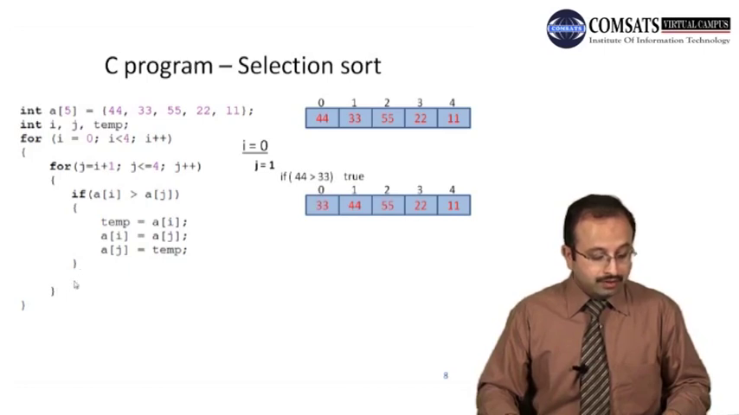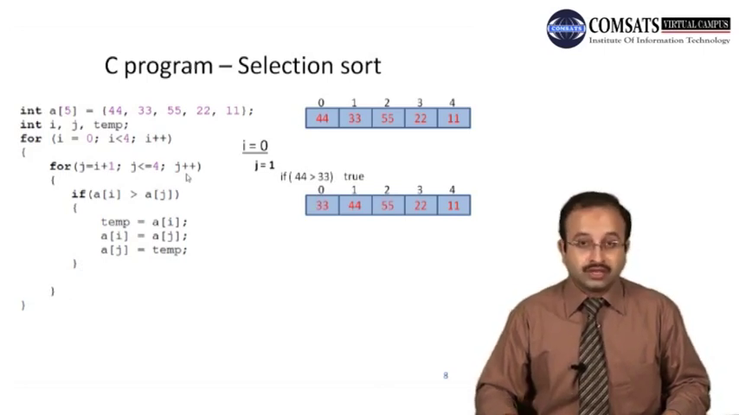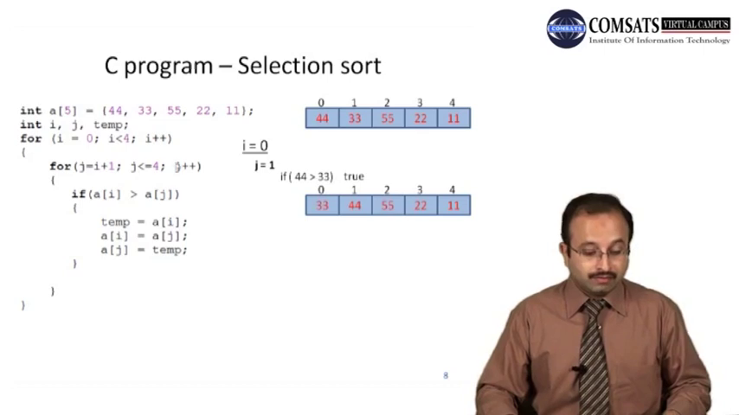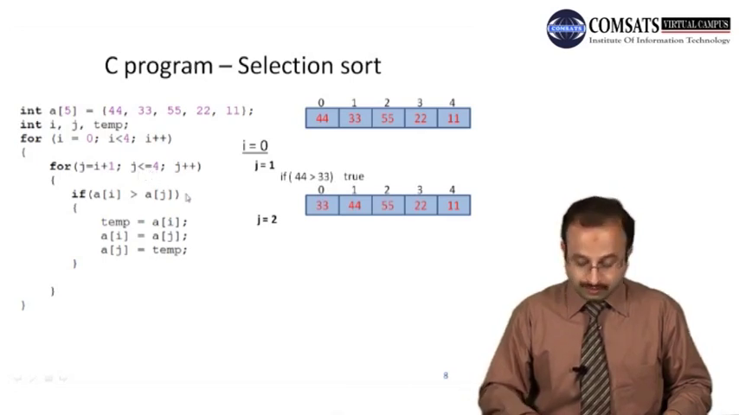Then the if bracket closes, after that the loop bracket closes, it goes up and checks the condition, sorry, increments the value of j. So when the value of j is incremented, previous value is 1, next value is 2. It again checks the condition of the loop, 2 less than or equal to 4. So the condition is true. It comes inside, executes this if statement.